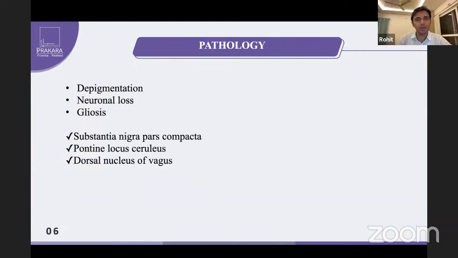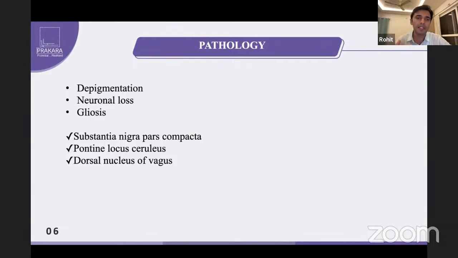So, what is the pathology? What happens inside the cell, inside the brain, leading to such a debilitating disease? The main pathophysiology is depigmentation of cells, subsequently leading to neuronal loss and ultimately ending up in gliosis. The commonest or the most important parts that are involved are substantia nigra pars compacta, which is part of the mesencephalon, or it could be pontine locus ceruleus, or the dorsal nucleus of vagus.